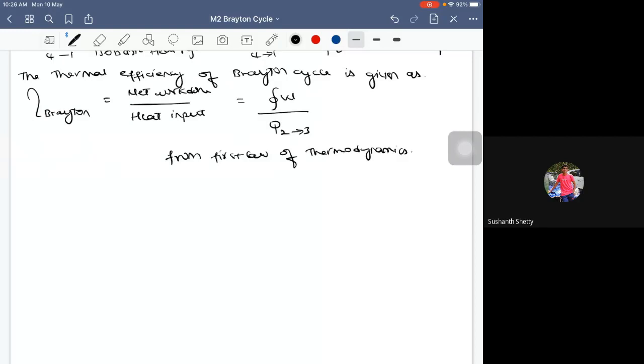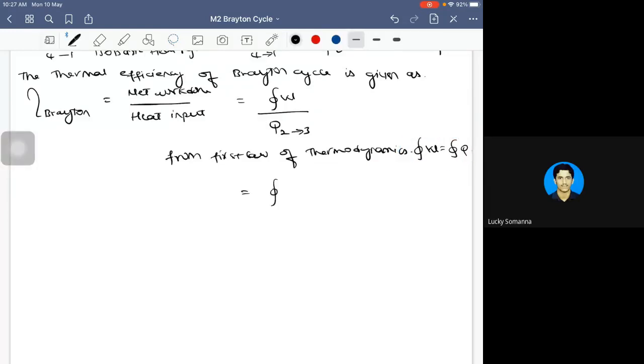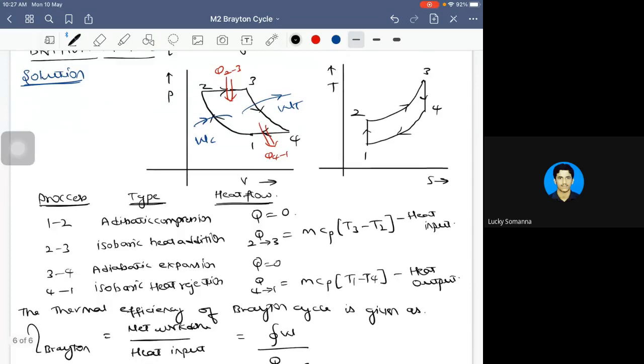from the first law of thermodynamics, what can I say? Can I say the cyclic integral of W is equal to the cyclic integral of Q? Can I say that? Yes, sir. So I would replace the cyclic integral of W as the cyclic integral of Q divided by Q 2 to 3.